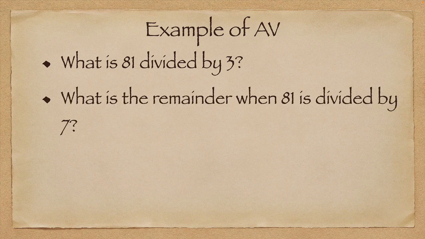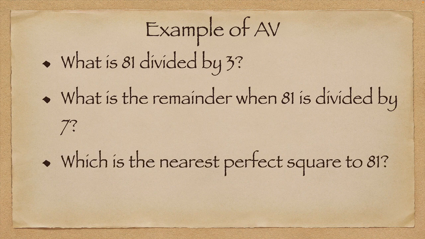The same question asked in a different way, or a different question asked about 81, is what's the remainder when 81 is divided by 7? Versatility here is to know that 77 is 11 times 7, and that's 4 less than 81. So you know that 77 is the nearest multiple of 7, and therefore 4 has to be the remainder.